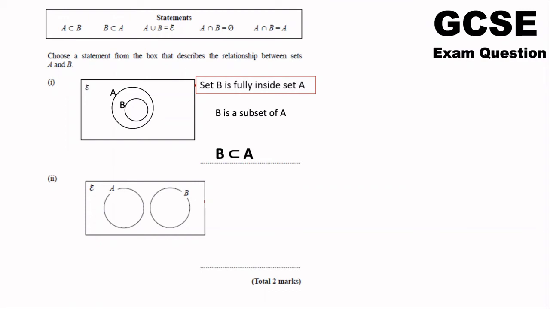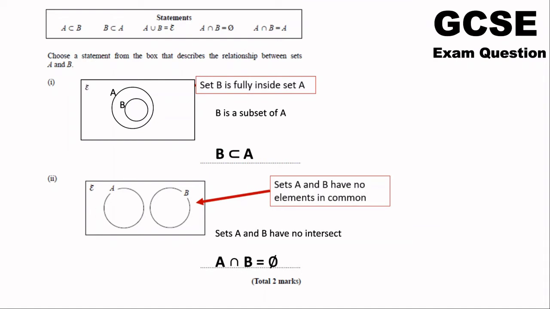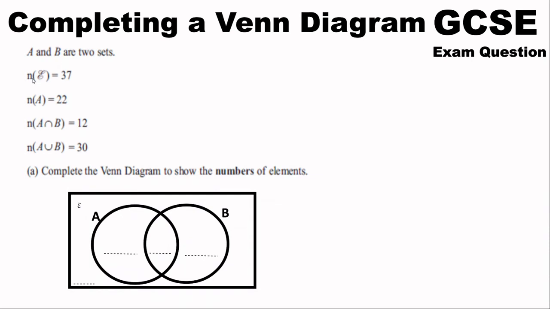In this next Venn diagram, I've got sets A and B, which don't overlap at all. What set notation should I use to explain that these sets do not overlap? They have no intersect, so no elements in common. We could say that the intersect of these two sets is a null set. There's nothing there.